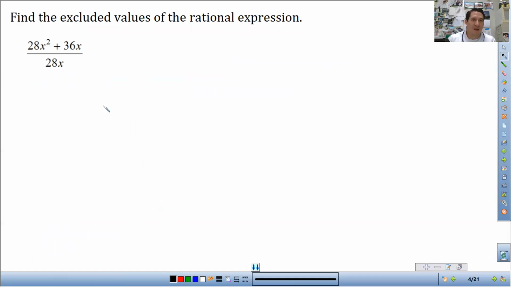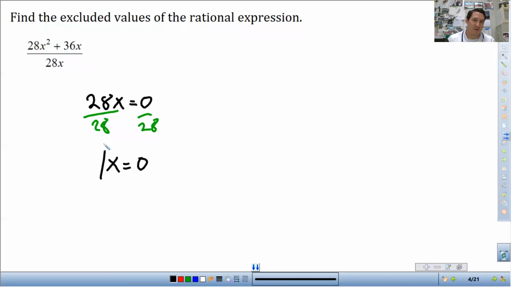Let's do another one. Find the excluded values. Again, pretty simple on this one. Take the denominator, set it equal to 0. Not a whole lot to solve on this one. There's no factoring. Divide both sides by 28. 0 divided by anything is just 0. So the only excluded value is 0.